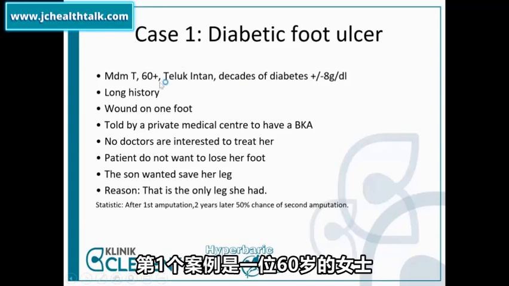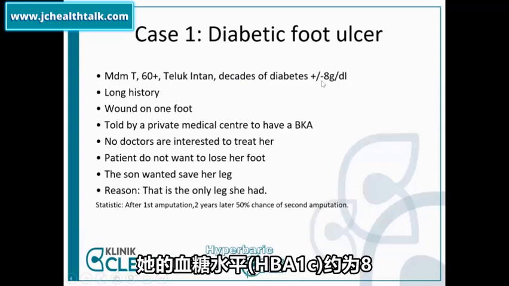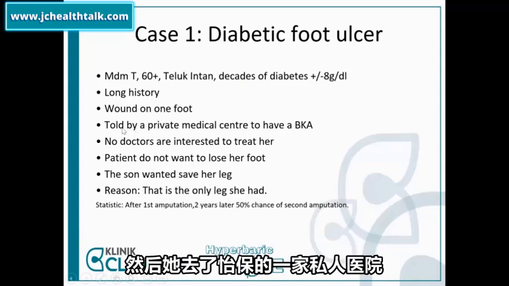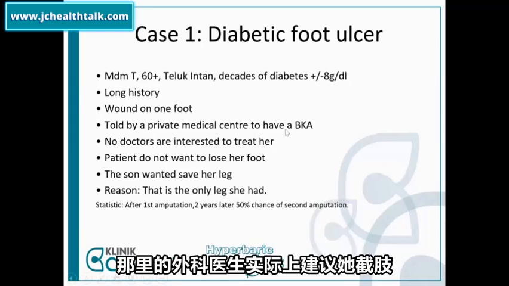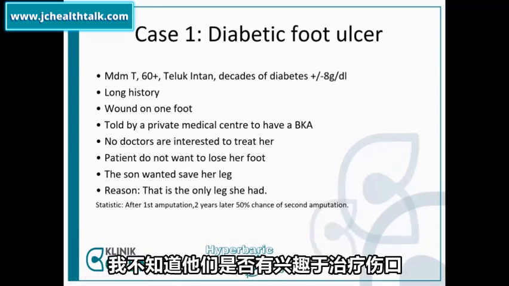The first case is a 60-year-old lady who came all the way from Teluk Intan, and her sugar level is about 8, HbA1c is about 8. There is a wound on one foot, and she went to one private medical center in Ipoh, and the surgeon there actually recommended her to have the foot amputated. Doctors only offered amputation to her.